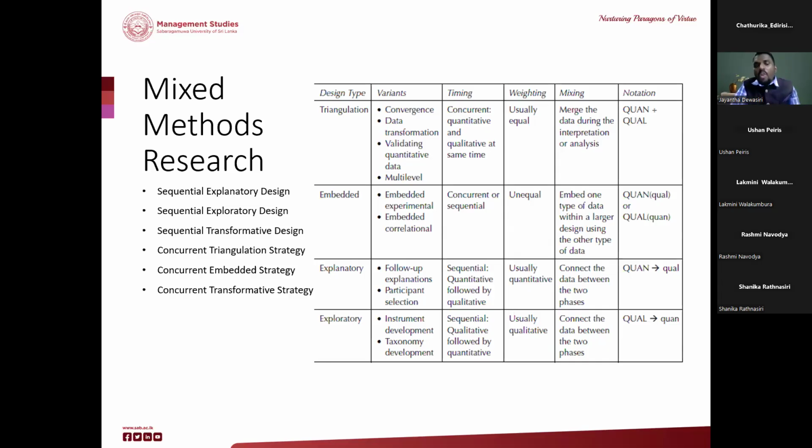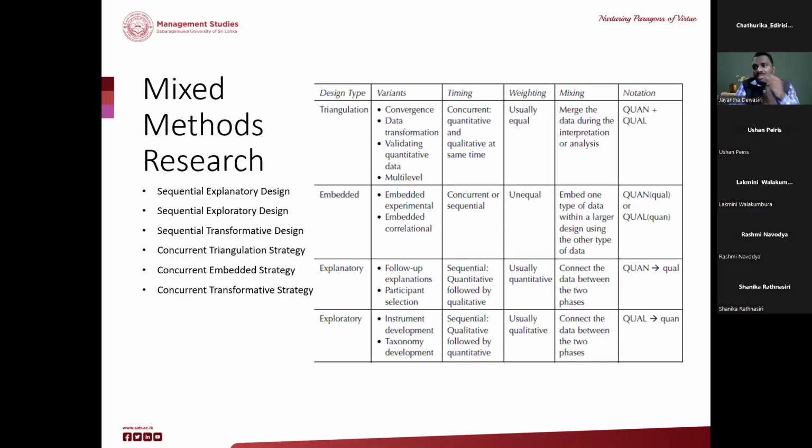The fifth one is the concurrent embedded strategy. The data collection and analysis of both phases is concurrent in the fifth design, at the same time, but it is embedded. Embedded in the sense that it is coming from the mixing factor. We were discussing four factors, four criteria, in order to design these six major designs: timing, weighting, mixing, and theorizing. From mixing, Creswell derived this concurrent embedded strategy.